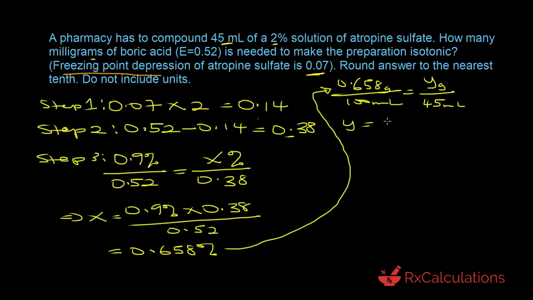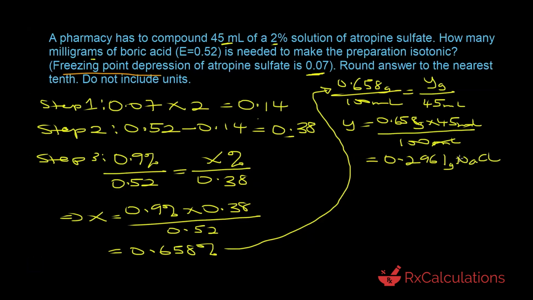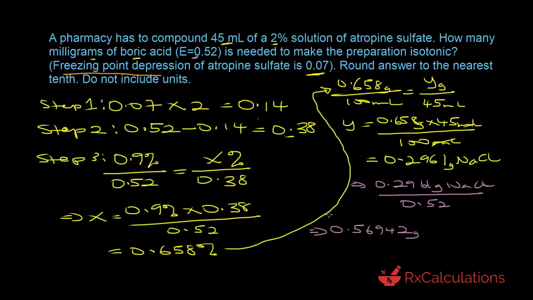So we solve for the y. Y is going to be equal to 0.658 grams times the 45 divided by 100. And that's going to be equal to 0.2961 grams. And we are in NaCl. But notice the question is asking for boric acid. So what we can do is divide this 0.2961 by the E value of the boric acid, which is 0.52, and it will give us 0.56942. And now you're in boric acid.